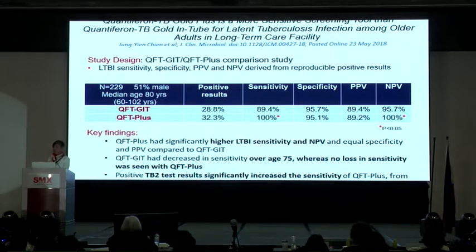28.8%. The sensitivity they calculated was 100% with a specificity that was almost identical and a negative predictive value of 100%. So, QuantiFERON Plus performed better in the elderly with a higher negative predictive value. And this was clearly related to age, because over the age of 75, you could see a big drop off in the QuantiFERON Gold In-Tube sensitivity. And again, the TB2 tube, the CD8 antigens seem to make a big difference here.